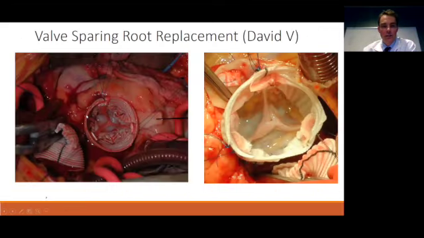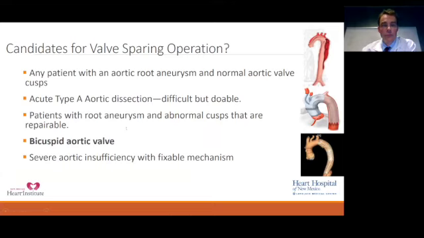And then this is what it looks like when you put it back in. And so that's what we were talking about before. We're keeping these normal leaflets. This is better than a tissue valve that's come off the shelf. And we're now approaching 30 years of experience with these valves, but it looks equivalent to a mechanical valve in those patients as well.